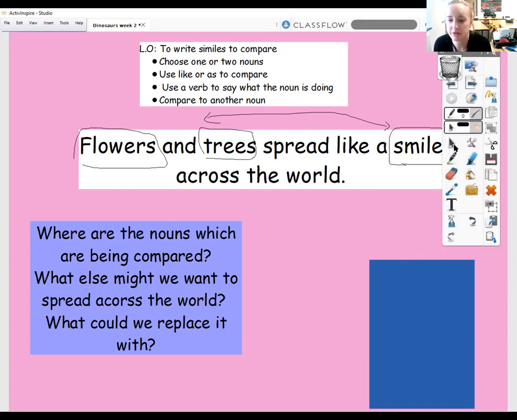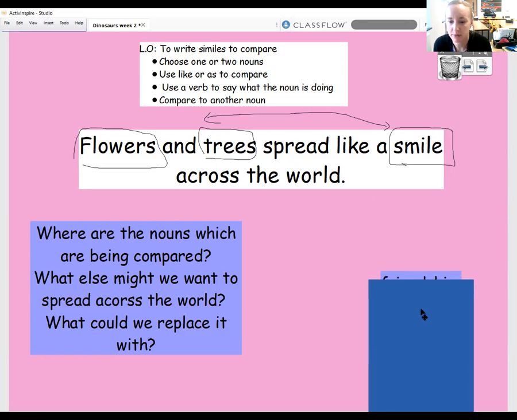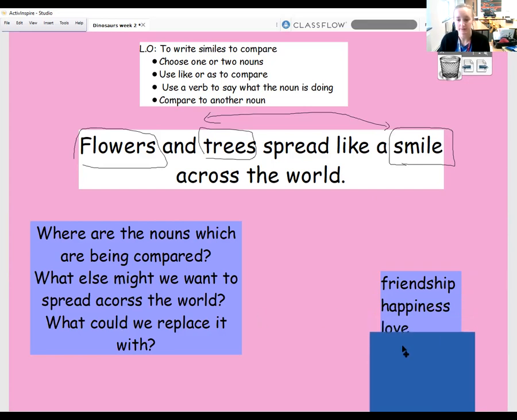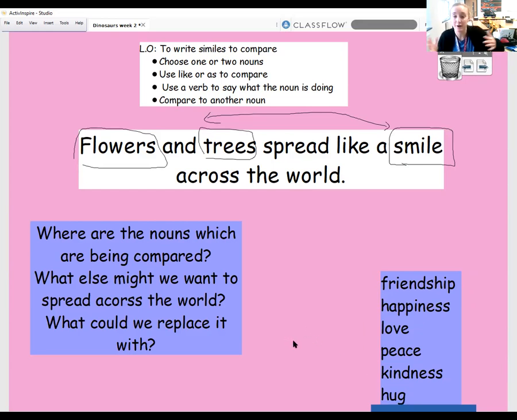I've got some examples down here to show you now you've had a little think. So I've said we could use friendship. So flowers and trees spread like friendship across the world. That's nice, isn't it? We could have flowers and trees spread like happiness across the world. Flowers and trees spread like love across the world. Or they even spread like peace or kindness. Or flowers and trees spread like a hug across the world. Okay, which is something we're missing quite a lot now, giving big hugs. So that might be something that you would want to write in your simile today.